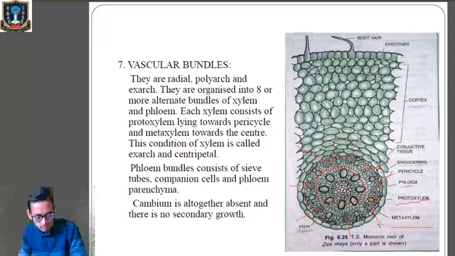Okay, so this much for today's class. In the next class we will start with the internal structure of stem, that means the anatomy of stems.